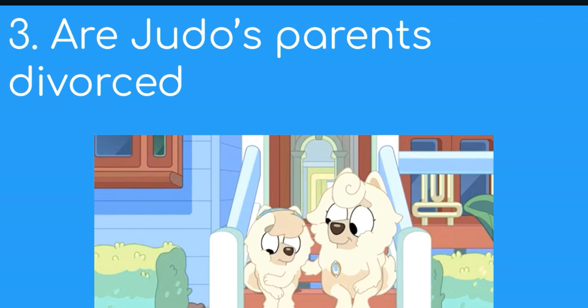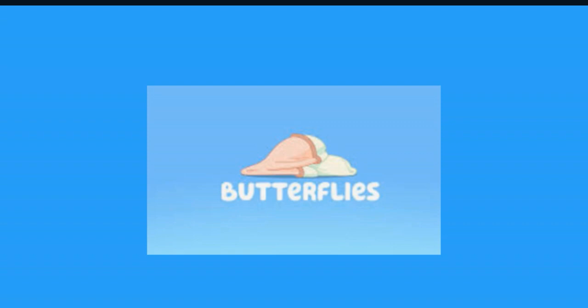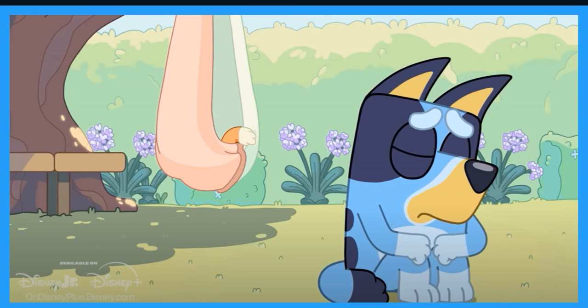3. Are Judo's parents divorced? And the short answer is that they already are. But if you watch the episode Butterfly Tale, you see that Judo is making Bluey avoid Bingo, which is pretty sad of Judo to do. And having your parents divorced probably changes your behavior a little bit. So it is pretty sad that Judo would do this, but it was probably because of her parents being divorced. And we barely see Judo when she's at her mom's house, which she probably lives with her dad half of the time.